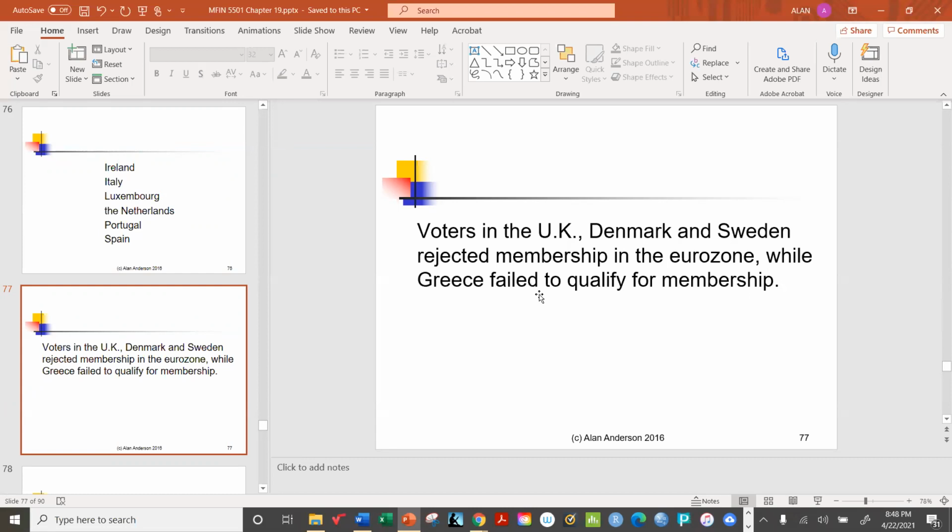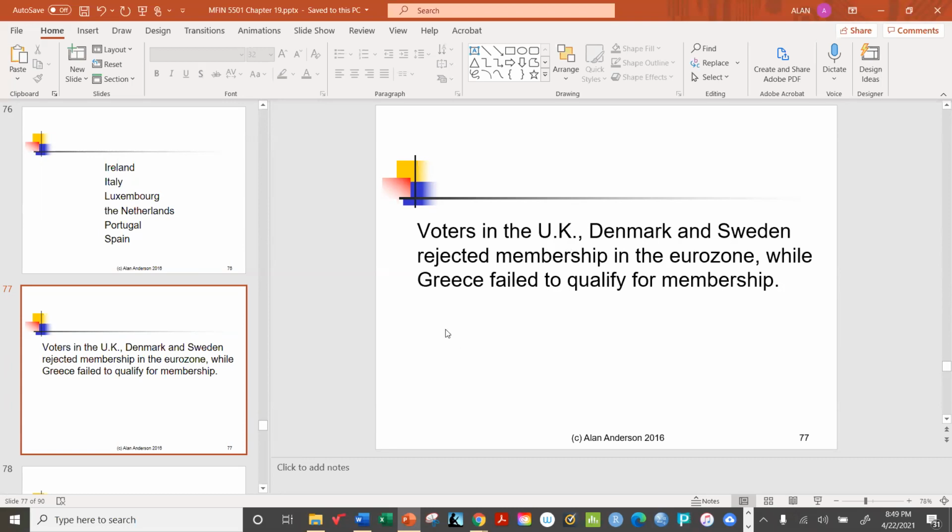It was a bit of a close call. Now, in Britain, the voters basically just did not want to be so closely tied with the continent, as they call it, or the countries on mainland Europe, and they didn't want to have their monetary policy determined by bureaucrats in Brussels, and so they turned it down. And Denmark and Sweden also decided that they would stay independent and not become members. Greece desperately wanted to join, but they failed to qualify.